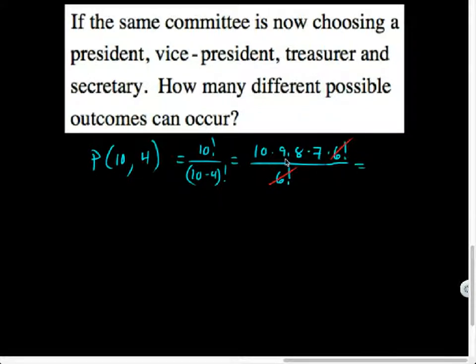So I just have to do 10 times 9 is 90, times 8 is 720, times 7, and this is 5040. So there's 5,040 ways for that to occur.